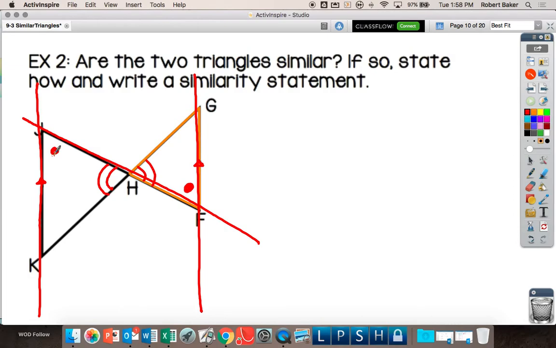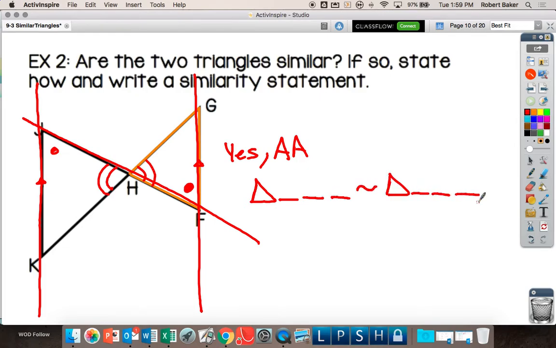Do you have two pairs of congruent angles? Yes. So are these triangles similar? Yes. Why are they similar? The angle shortcut. Now I have to name the orange triangle and the black triangle in a similarity statement. The hardest part for you guys here was identifying those alternate interior angles. That's something that you're going to see over and over again.